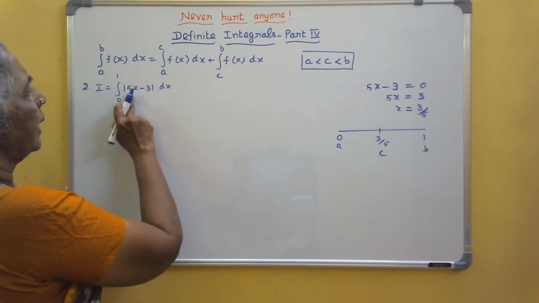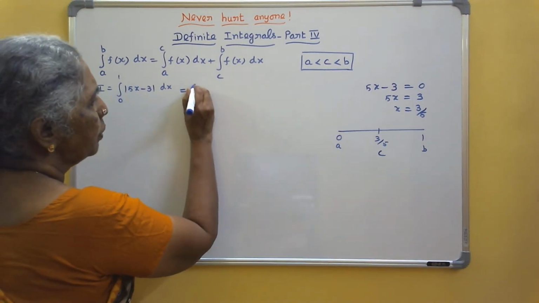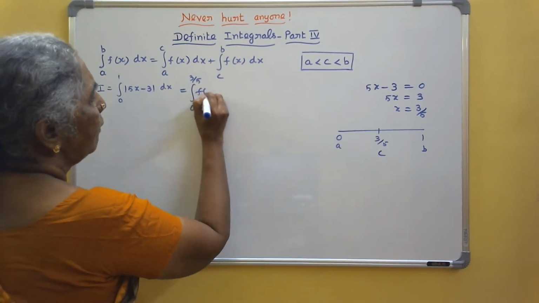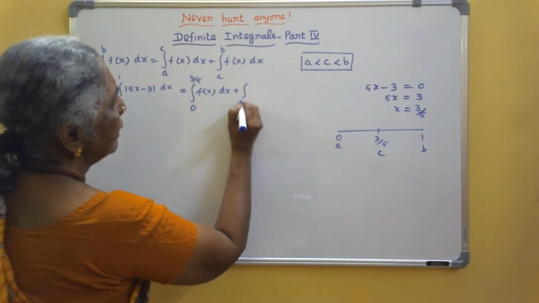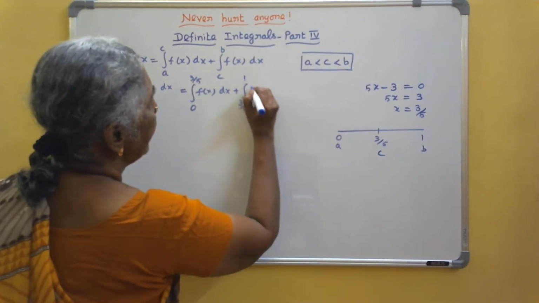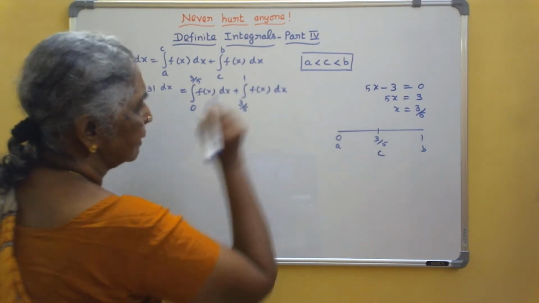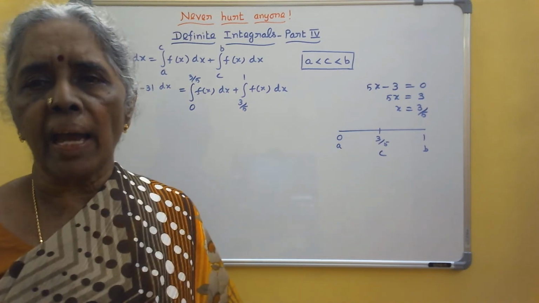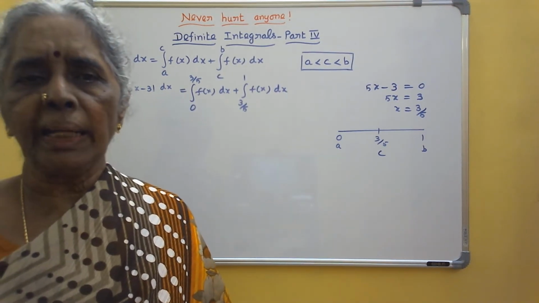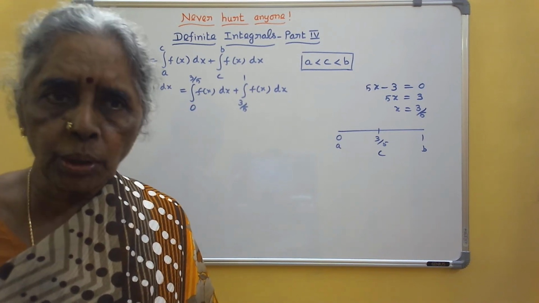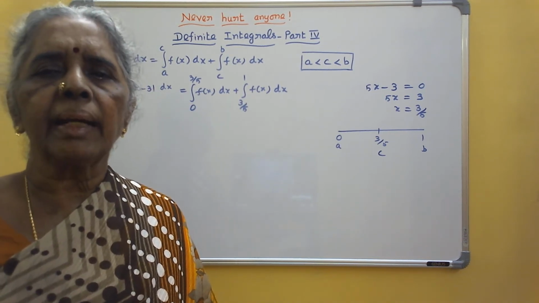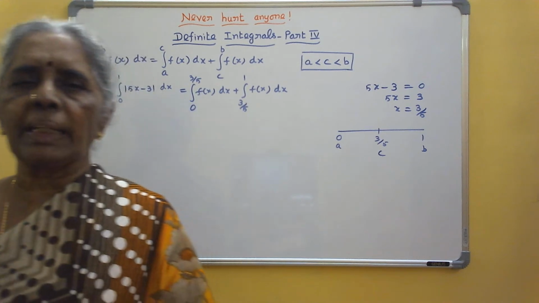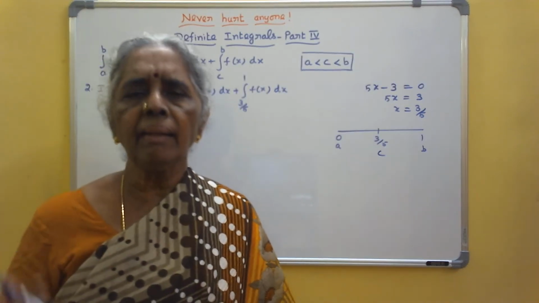This is the integral a to b f of x dx. That I am going to write it as integral a to c, okay? F of x dx plus integral c to b f of x dx. Now, as we have done in the previous sum, let us see where it is positive, where it is negative. You know, mod of 5x minus 3 is equal to 5x minus 3 when x is greater than or equal to 3 by 5. And it will be minus of 5x minus 3 when x is lesser than 3 by 5.